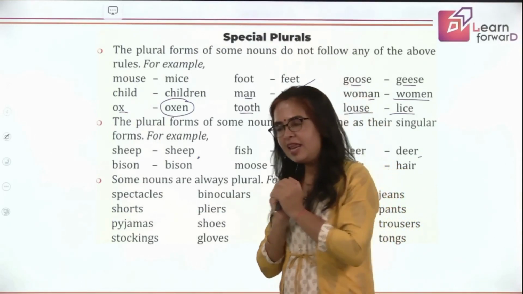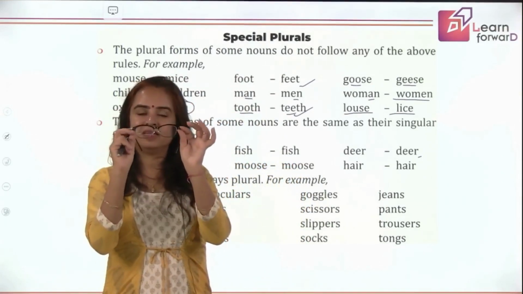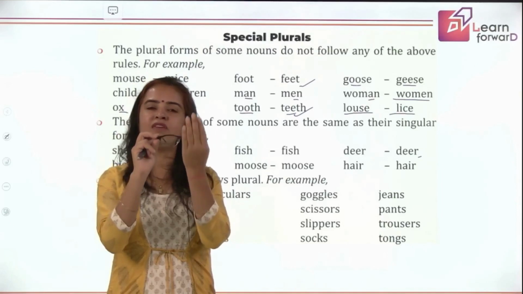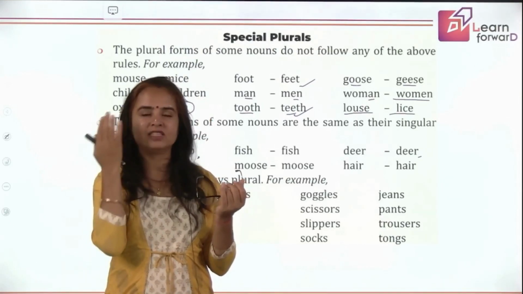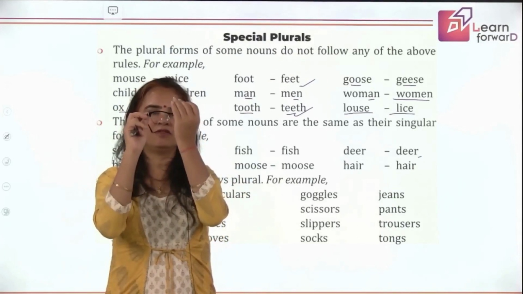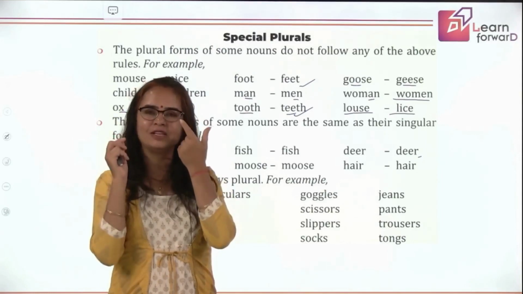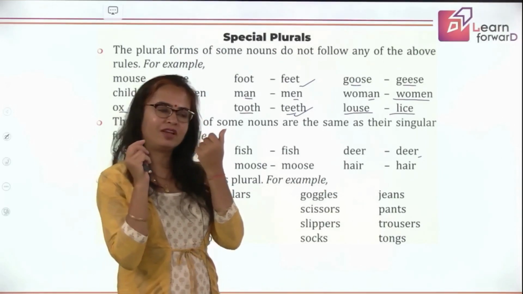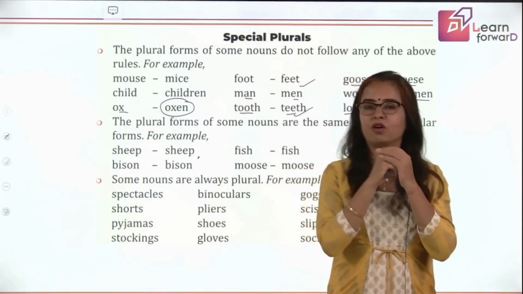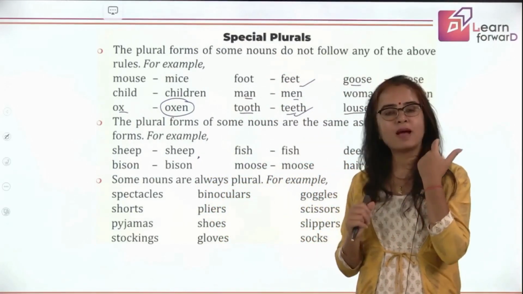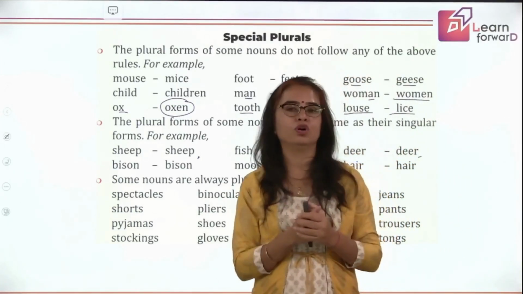Have you seen anybody using this frame with only one glass here? Just because this eye is weak, my vision is weak here, so I'll be using just one glass? No, never. Even if I have a 0 number in this, I will wear the pair. So we say, this is my pair of glasses. This is my pair of spectacles, because I'll be using both of them together.